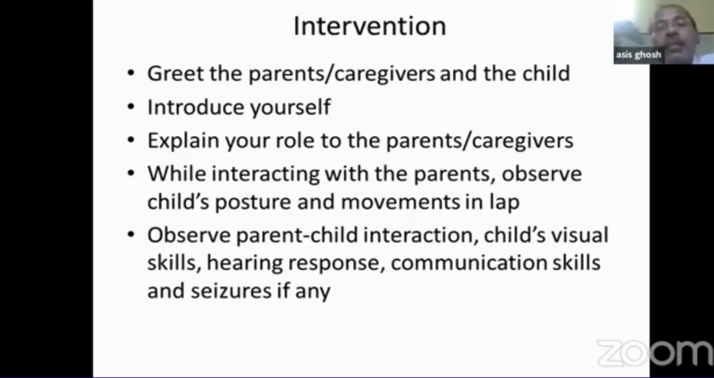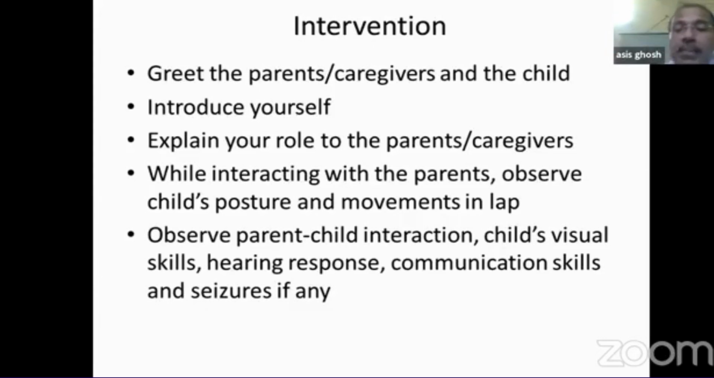Now, while interacting with the parents, keep a vigilant eye on the child's movements, on the child's interactive abilities with the mother, and how the mother is carrying the child. Everything you need to see. While you are talking to the parents, you are actually observing and assessing the child.